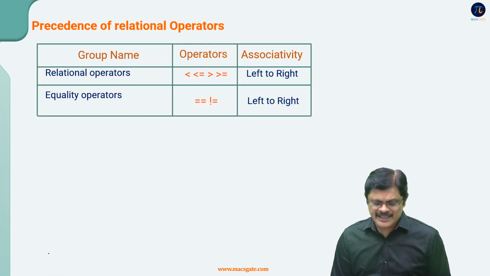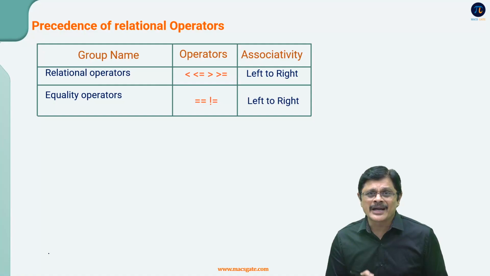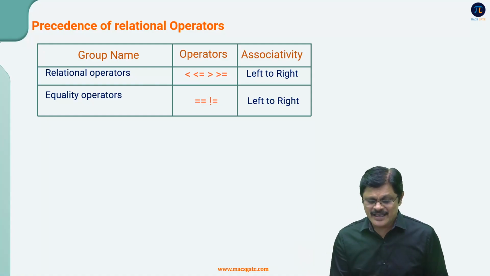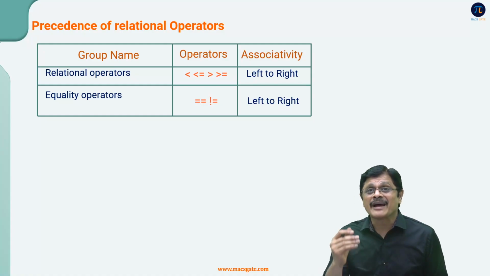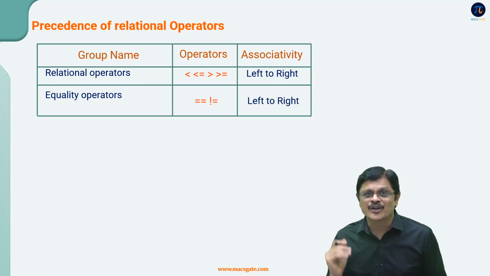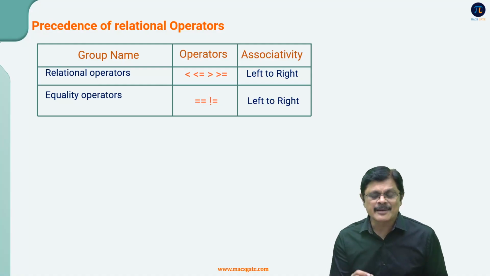And the precedence is divided into two parts. For less than, less than or equal to, greater than, greater than or equal to, they have the same level. Of course, the associativity is left to right. And they have higher precedence than equal to and not equal to. Equal to and not equal to have less precedence than less than, less than or equal to, greater than and greater than or equal to. Note this. So this is the precedence for the relational operators.